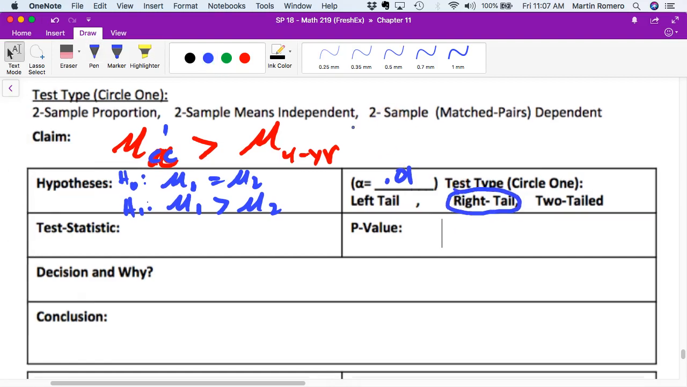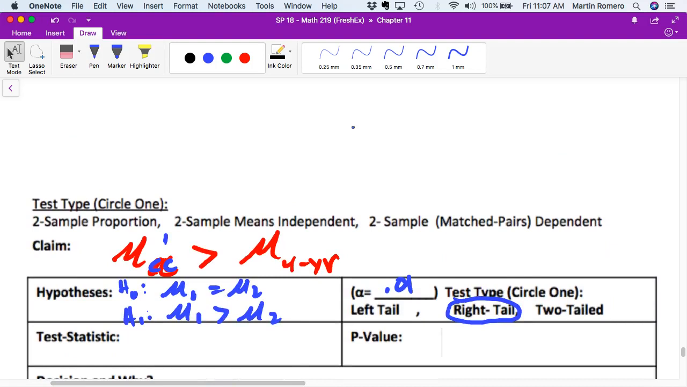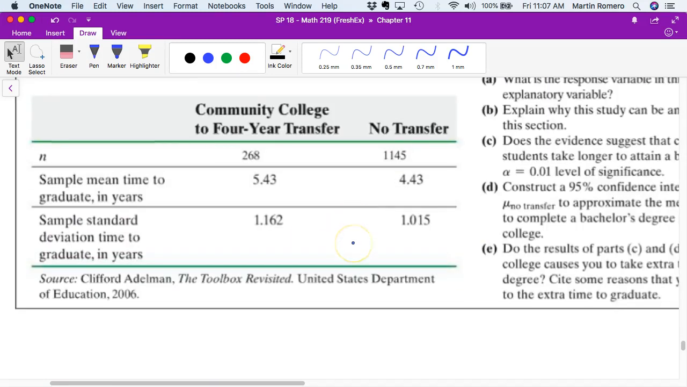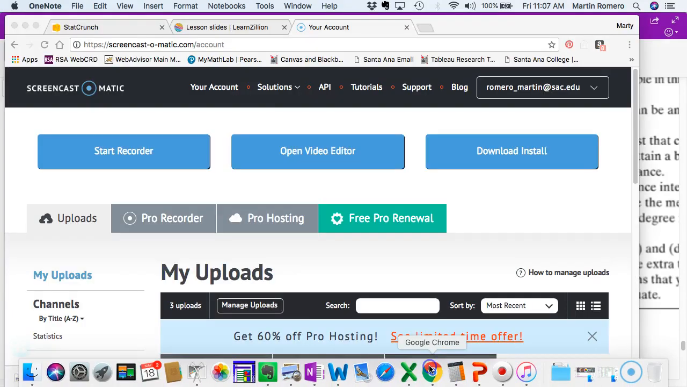And so we go ahead and calculate the test statistic. We would need to run the test here. In order to do that, we need those values, so we're going to have to enter them into StatCrunch. Let's go to StatCrunch.